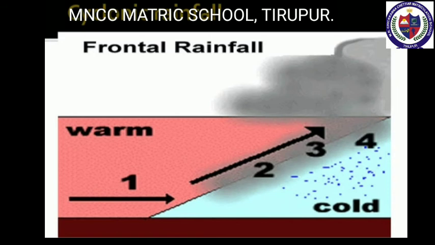Next, cyclonic rainfall. Cyclonic precipitation occurs during cyclones when air masses are made to converge and move upward so that adiabatic cooling occurs. Cyclonic rainfall occurs in tropical as well as temperate regions. When warm and cold air masses converge, condensation and precipitation take place on the boundary between warm and cold air masses, called frontal rainfall.